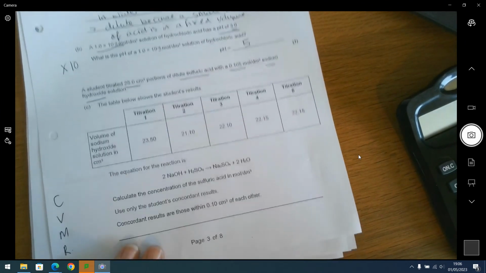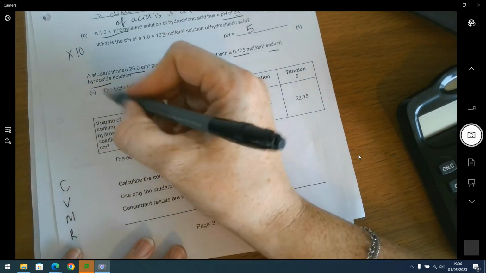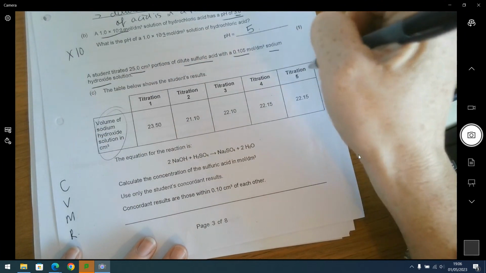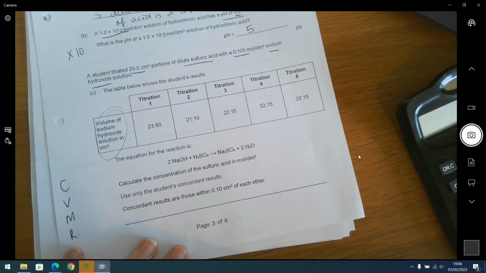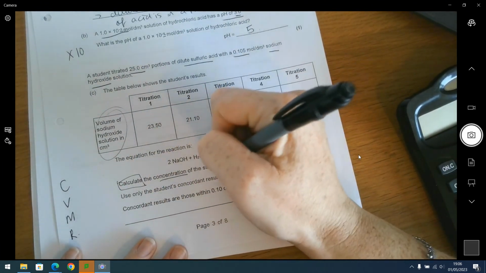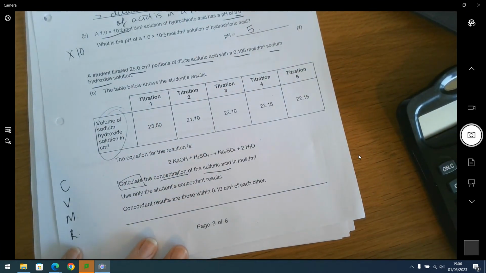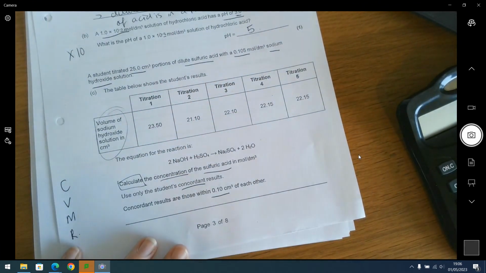That's the 4 things I've got to remember when it comes to titration. So I've got my volume, I've got 5 titrations, I've got 5 volume readings from a sodium hydroxide. It's asking me to calculate the concentration of sulfuric acid, and I've got to use the student's concordant results, which are results that are within 0.1 of each other.